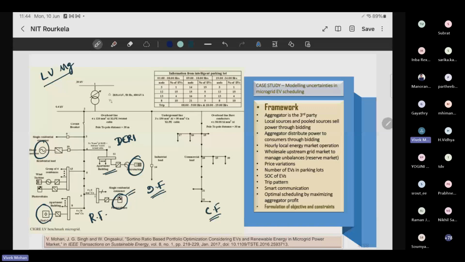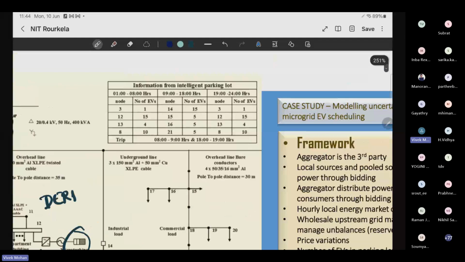Now, say if the house owners have electric vehicles in their parking lot, the schedule of the parking lot, their normal routine, gives some information about the availability of electric vehicles in the parking lot, and that is this one. Information from the parking lot and the availability of electric vehicles.